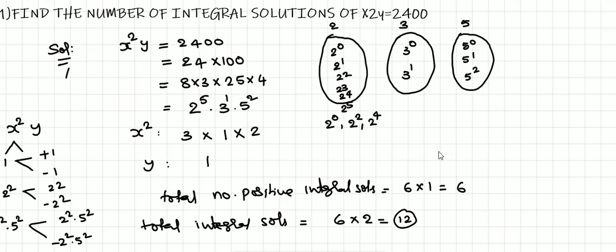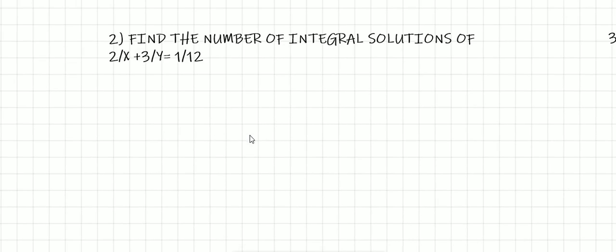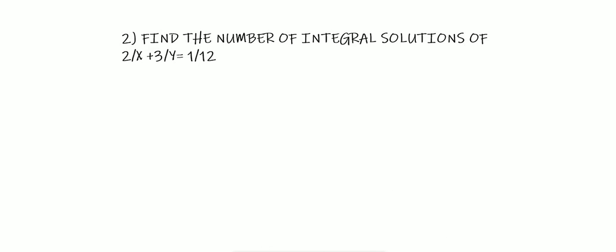Number of integral solutions of 2 over x plus 3 over y is equal to 1 over 12. In this case, this is one interesting question. 2 over x plus 3 over y is equal to 1 over 12. So try to understand the first point: since x and y both are given in the denominator, x not equal to 0, y not equal to 0.